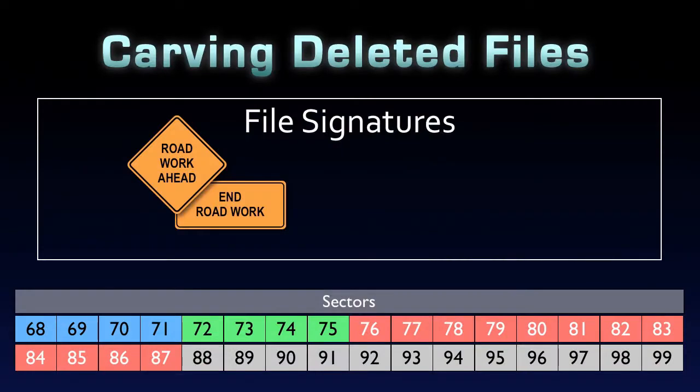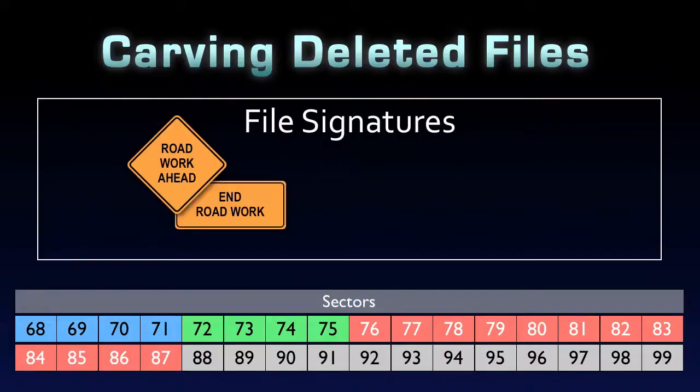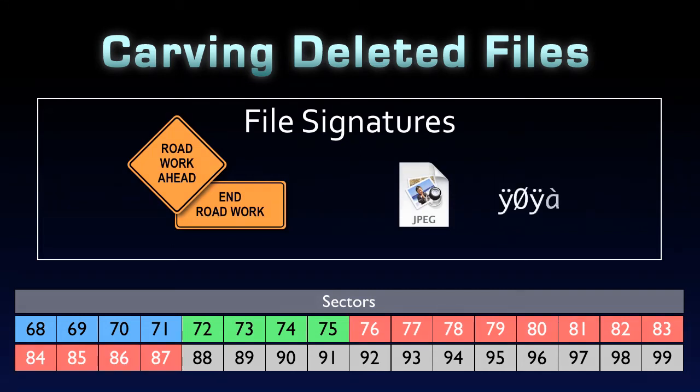And these are kind of like road signs on the road where it says road work ahead and then road work ends here. Well, file signatures are the same. It tells you where the start of the file is and where the end of the file is. Some files, as an example, like a picture file, its file header is Yoya. That's what we look for in the forensics lab, is we look for Yoya and we know that's the beginning of a picture file.